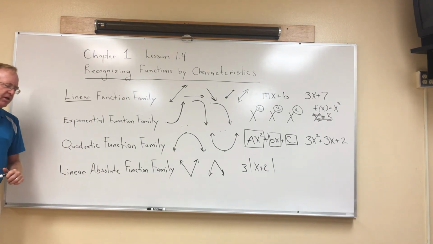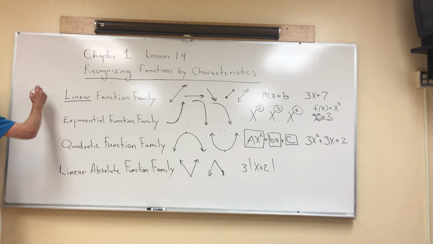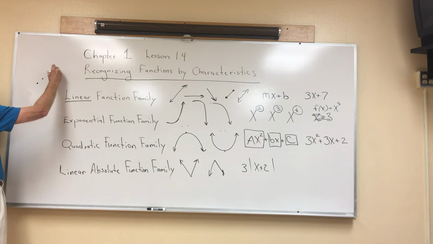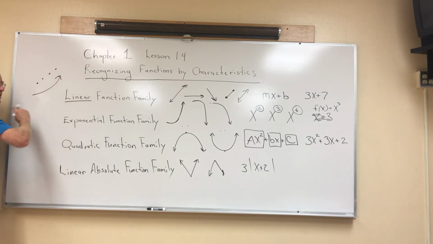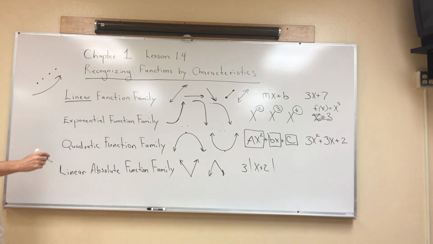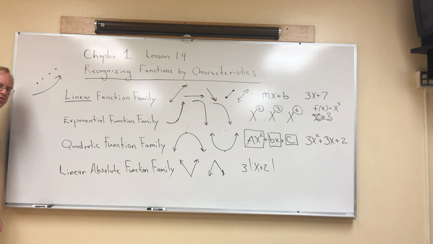A couple reminders. Number one, remember that discrete, you have dots, and continuous, you have a line. It can be a straight line, it can be a curve, but it's continuous. Just a little hint as you're working your way through the work.